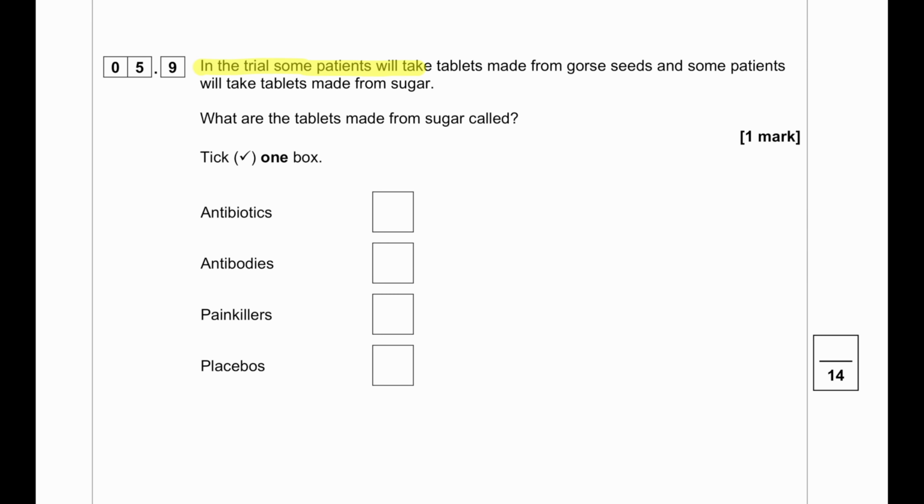In the trial, some patients will take tablets made from gorse seeds and some patients will take tablets made from sugar. What are the tablets made from sugar called? Tablets that are made from sugar are known as placebos. Painkillers are a type of medicine that are needed to remove pain. Antibodies are responsible for destroying a particular virus or type of bacteria, and antibiotics are responsible for killing bacteria in general. So placebos are what we call a sugar tablet.